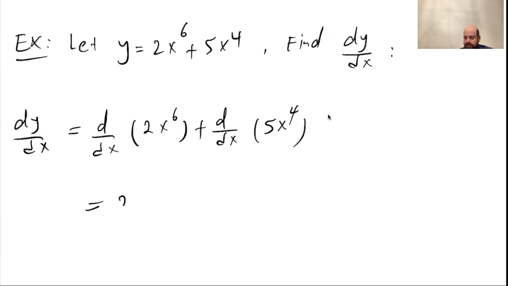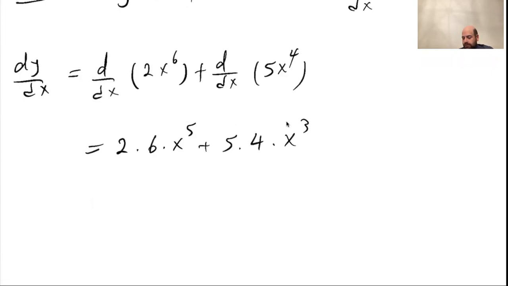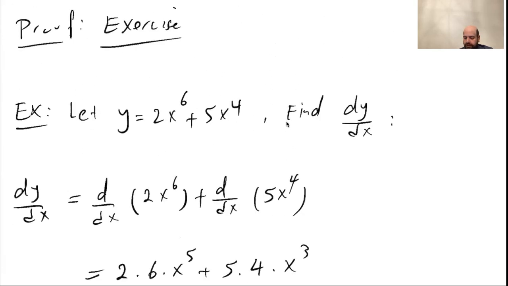And the constants can be taken out. So 2 times 6 times x to the power 5 plus 5 times 4 times x to the power 3, right? So 2 can be taken out, derivative of x to the power 6. We know that the derivative of x to the power m is m x to the power m minus 1. So this is 6x to the power 5. And the derivative of x to the power 4 is, again, using the same derivative rule, 4 times x to the power 3. So once we make these substitutions, we will get 12x to the power 5 plus 20x to the power 3. Okay, so this is the fourth rule.